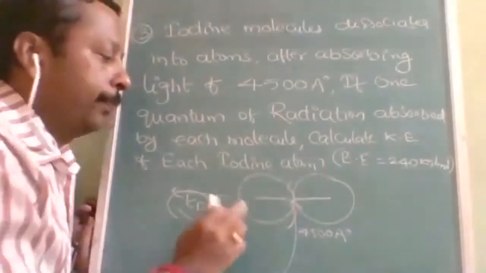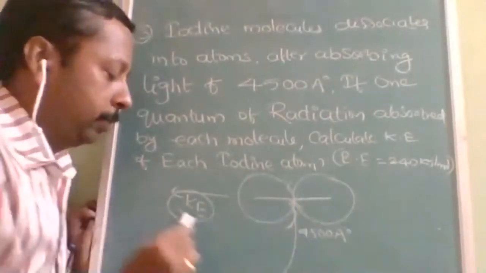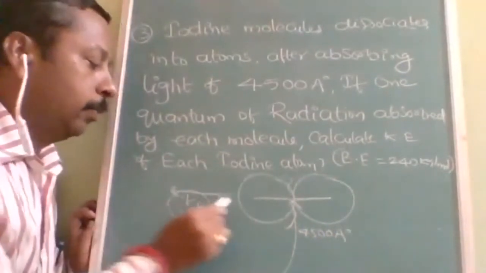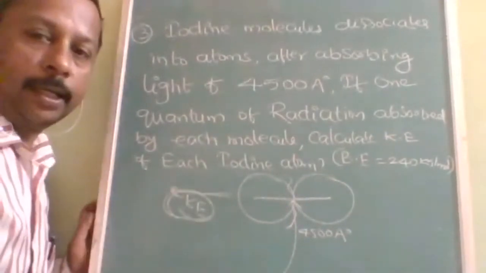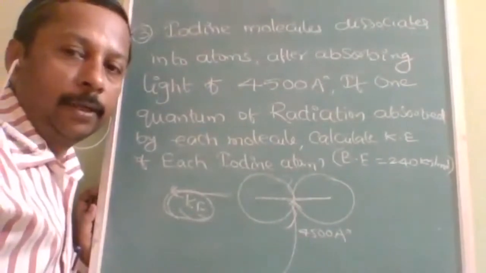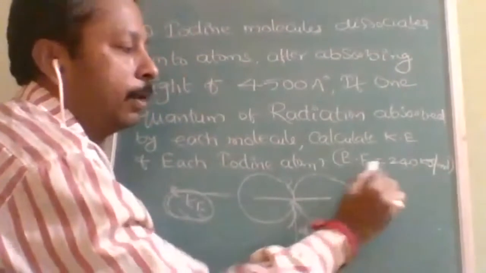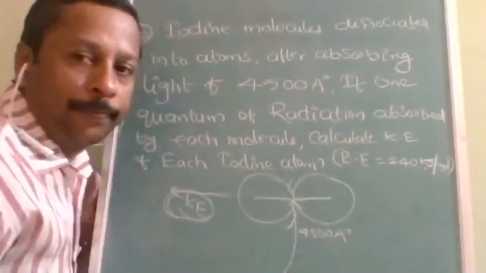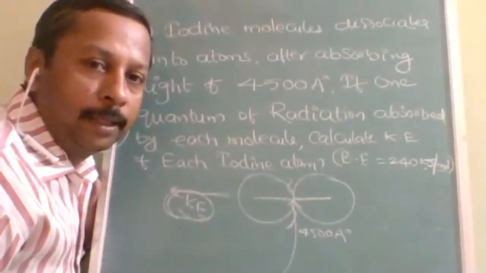Here their bond energy is 240 kilojoules, but we have given some energy. Out of that, they are moving with some velocity. Because of that velocity, they have some kinetic energy. So what is that kinetic energy? You have to find out. Is it understood? You have to be very careful with this. Bond energy is equal to 240 kilojoules per mole. So try to solve this question keeping that in mind.